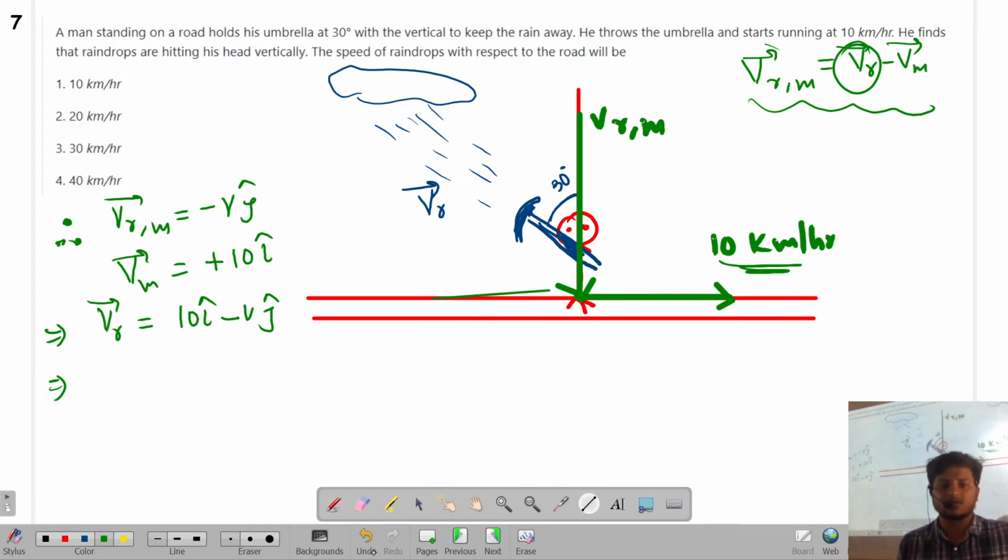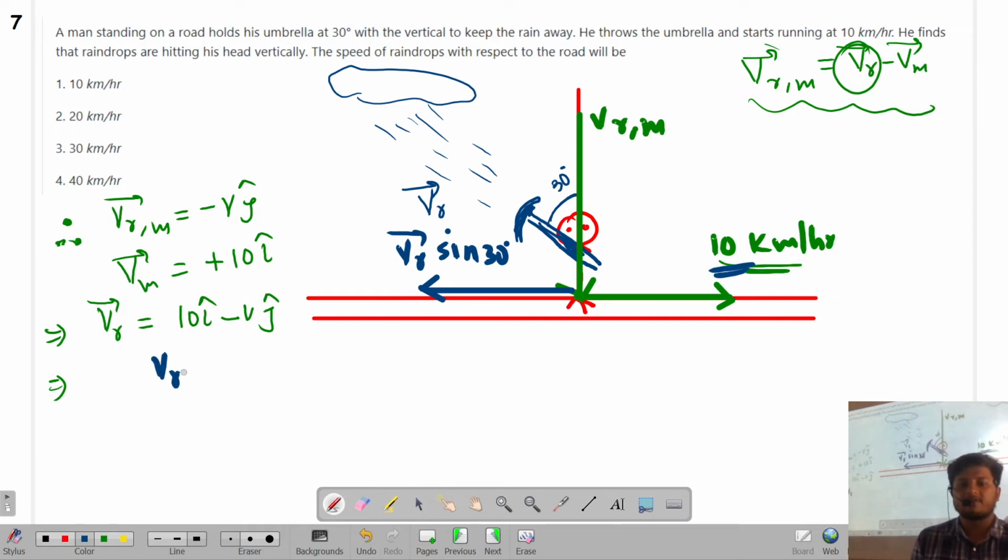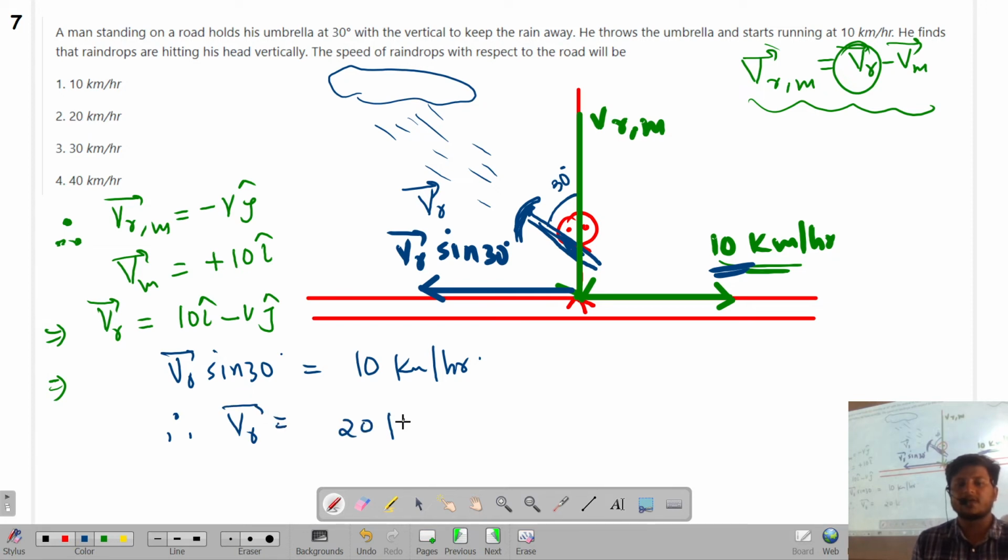Velocity of rain into sine theta, sine 30 degree, will be equal to 10, yes or no? So velocity of rain into sine 30 is going to be how much? 10 km per hour. Got it or not? So therefore velocity of rain is how much? 20 km per hour. Got it or not?